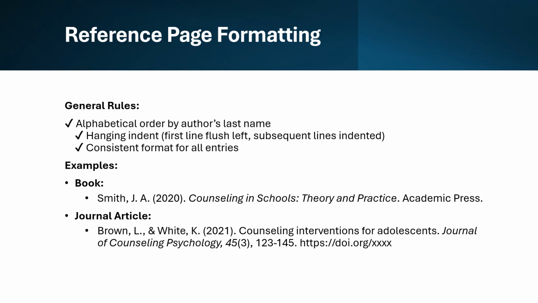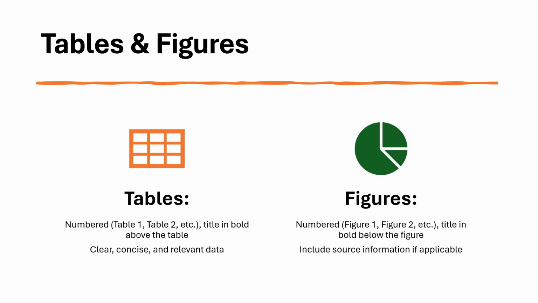The reference page, you've all done this, lists all sources cited in your paper, so you want to make sure you're arranging entries alphabetically by the first author's last name. So use a hanging indent, meaning the first line is flush left and all subsequent lines are indented. I know this is maddening. This is the kind of stuff that I find maddening, but it is what it is, right? So here are two examples, one from a book and another from a journal article. So you want to pay close attention to punctuation and formatting.